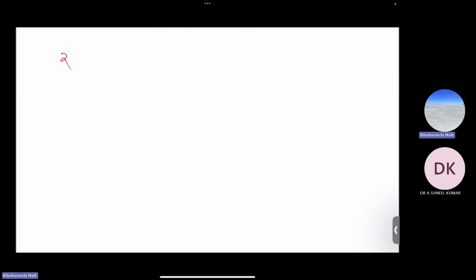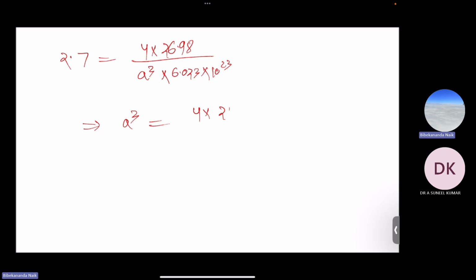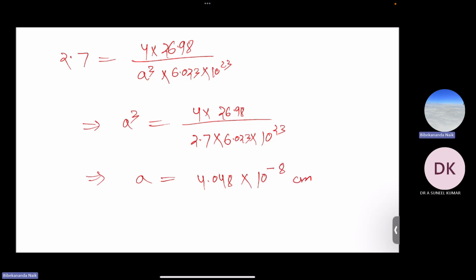If you put the values, 2.7 equals 4 into 26.98 divided by A cube into Avogadro's number, 6.023 into 10 to the power 23. So A cube will be 4 into 26.98 divided by 2.7 into 6.023 into 10 to the power 23. If you calculate its cube root, it will give you 4.048 into 10 to the power minus 8 centimeter.